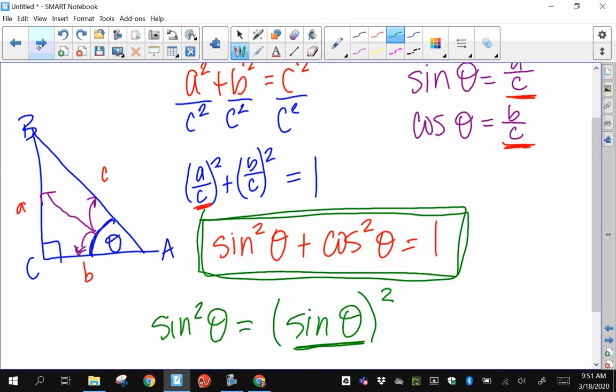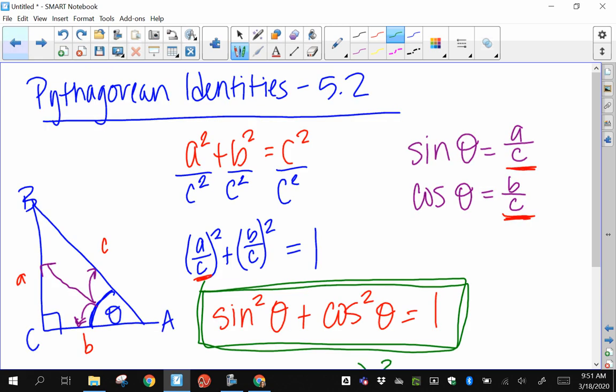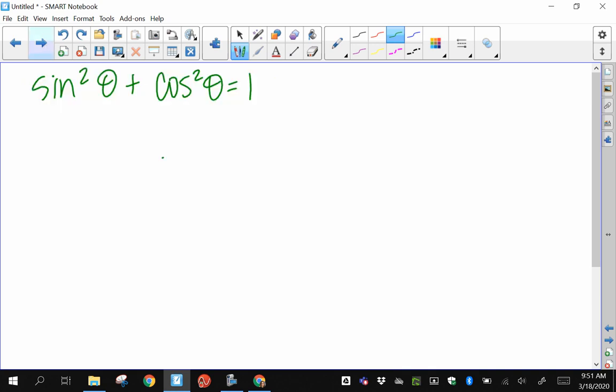Okay, and I'm going to go to a new slide and start talking about how we can manipulate that to come up with some other identities. Okay, I'm going to rewrite it. If you don't have this in your notes, you want to get it there. That's the first of 3 Pythagorean identities.